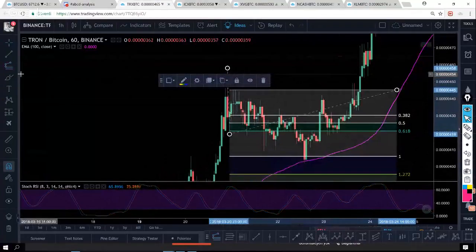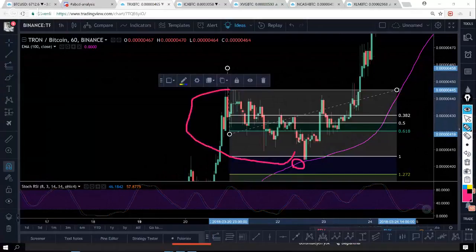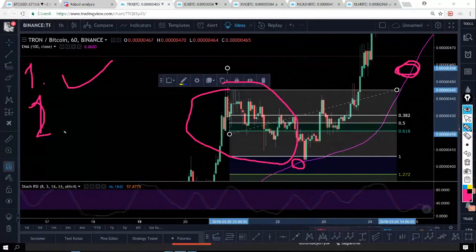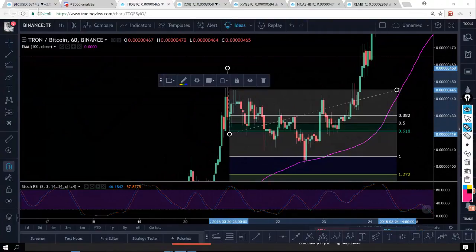I'm checking my rules. The movement is above the moving average. Check. An ABCD pattern. Yes, check. As you can see, here is the stochastic RSI, meeting my point. Yes, I can click execute in here, or before in this move.